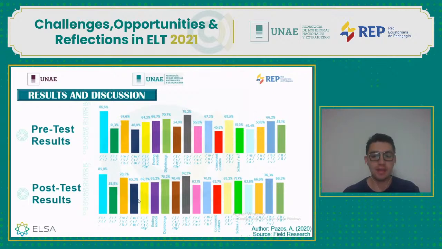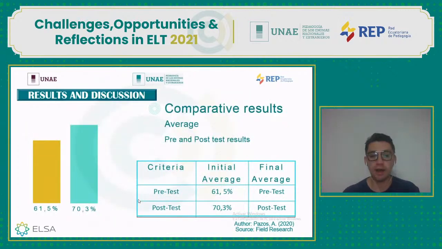And in the sounds of P, T, and K, that is in gray color, with an average of 79.2% in the pretest and 82.3% out of 100% in the post-test.